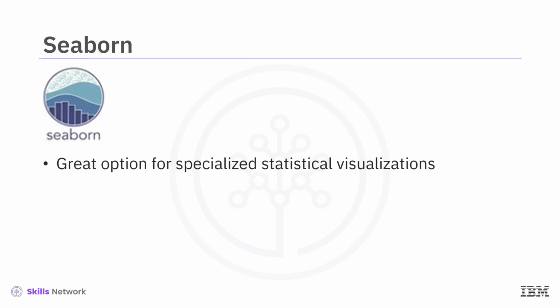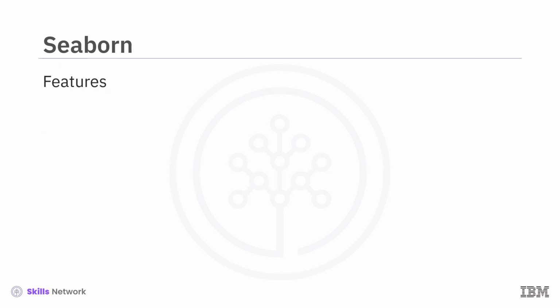Like Pandas, Seaborn is also built upon the functionality of Matplotlib. It's a great choice for specialized statistical visualizations. It provides stylish and specialized plot types such as categorical plots, count plots, heat maps, violin plots, scatter plots, bar plots, and many more. Now, let's dive into the features of Seaborn.